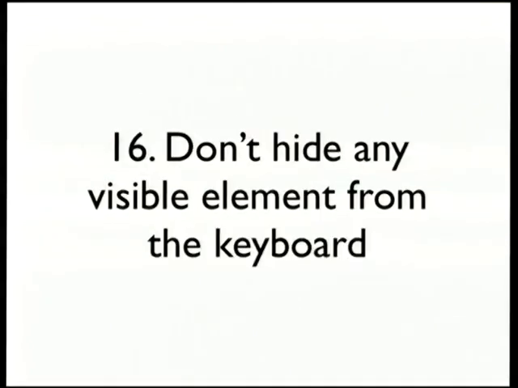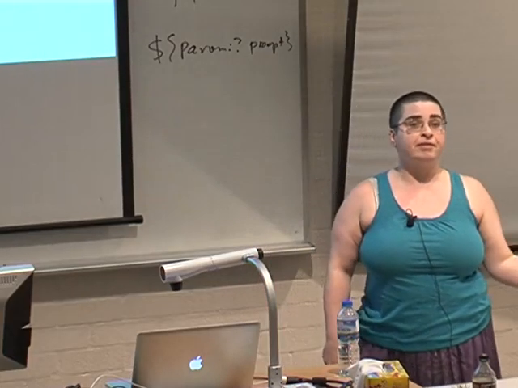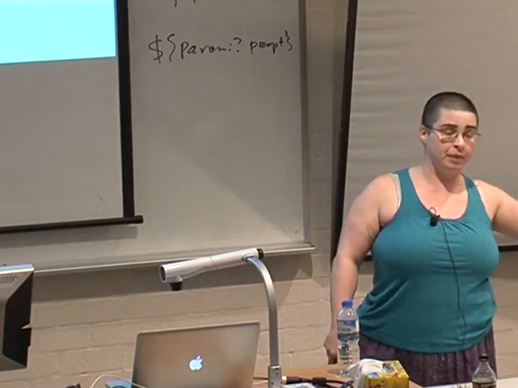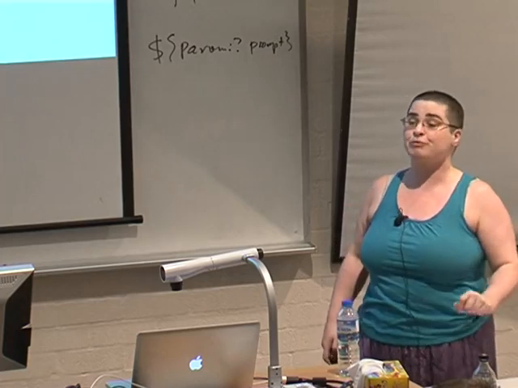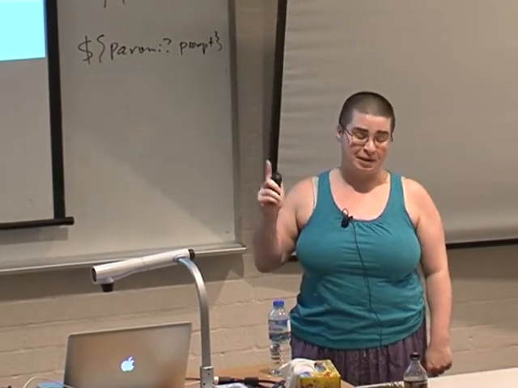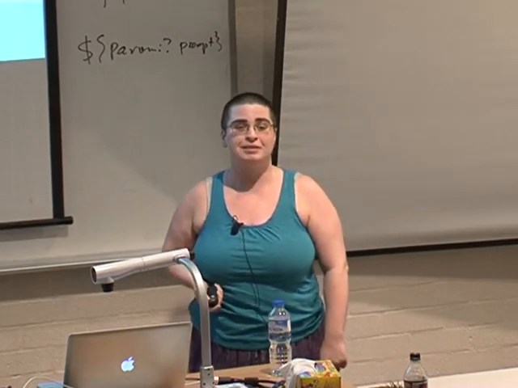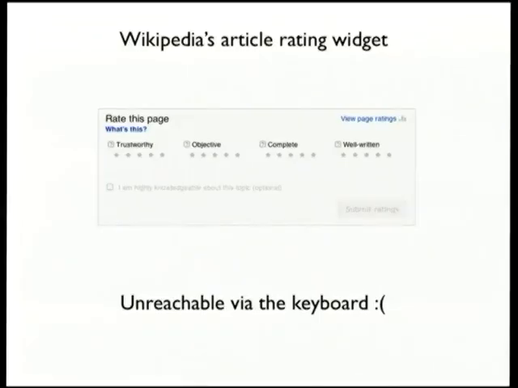But don't hide any of the visible elements from the keyboard. You can take things and give them a tab index of 0. That means that you can't actually get to them via keyboard. It's really annoying. I'm going to show you an image of the thing that's annoying me most right now about not being able to navigate to it via keyboard. This is the Wikipedia article rating widget.